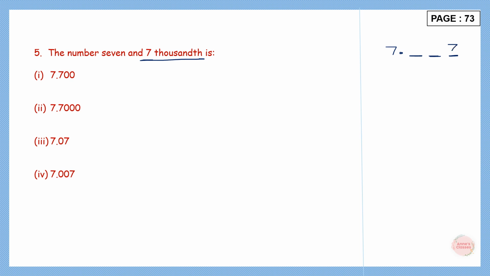Now what about the other two blanks here? What do we write here? We put two zeros. So here it is 0 and 0. So what is our final number here? 7.007. So let's look and see which option that is. That is option 4, 7.007. So option 4 is our answer.